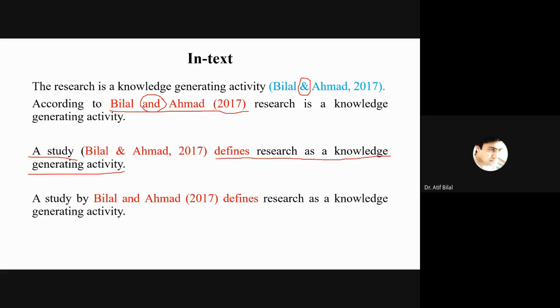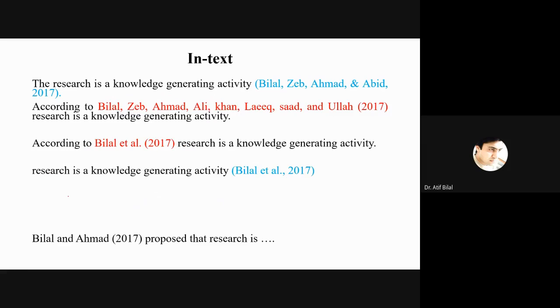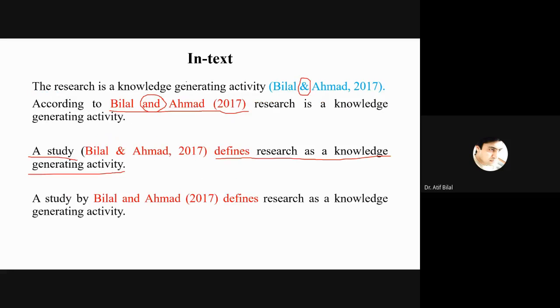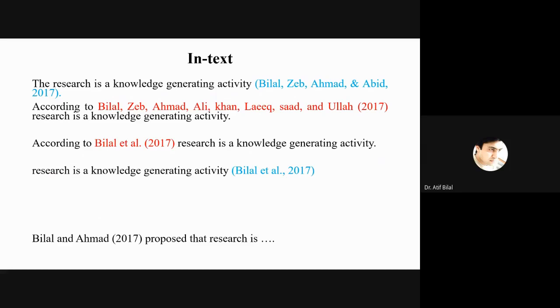But now there are other things to note. For example, these are the studies with two authors, Bilal and Ahmed. But what about studies with more than two authors? What we are going to do is, we are going to put their names like this. For example, Bilal, Zaib, Ahmed, and Abid. How many authors are there? There are 4 authors. And the paper is published in 2017.